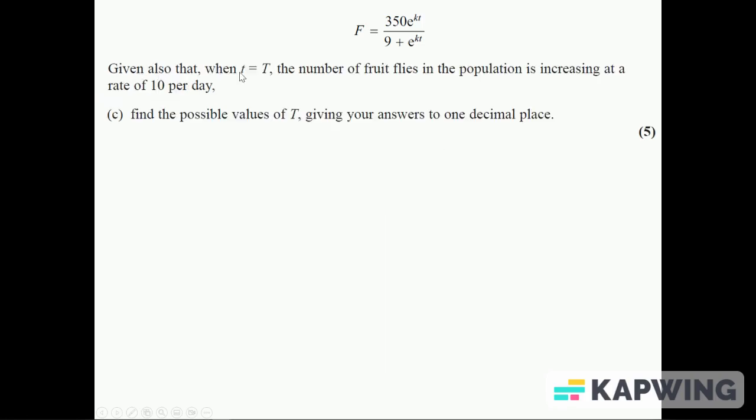And then the last part: when t is equal to big T, the number of fruit flies is increasing at a rate of 10 per day. Find the possible values of T. Give them to one decimal place.